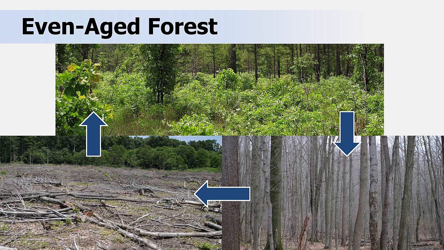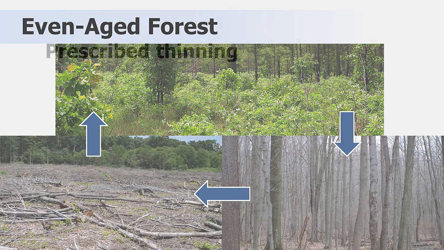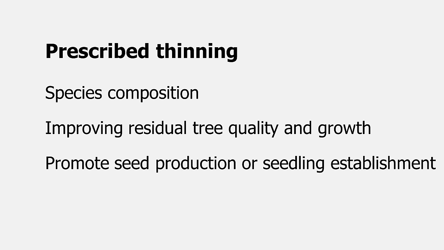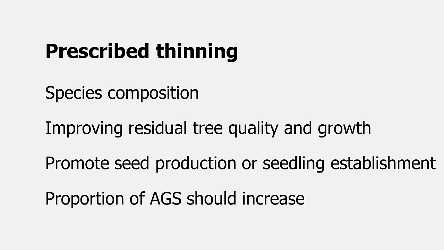Once a stand's regeneration is in place, management of the stand is essentially the same regardless of the prescribed treatment. Several prescribed thinning operations may occur over the course of a stand's rotation. Thinning focuses on species composition and improving residual tree quality and growth. While the purpose of these thinnings is not solely to establish regeneration, later treatments can promote seed production or seedling establishment. With each thinning treatment, the proportion of acceptable growing stock, AGS, should increase relative to the number of unacceptable trees, UGS.